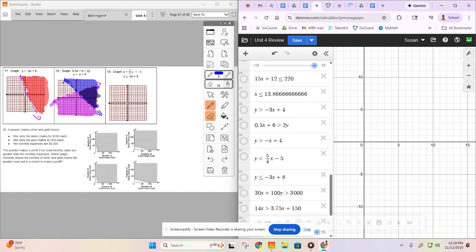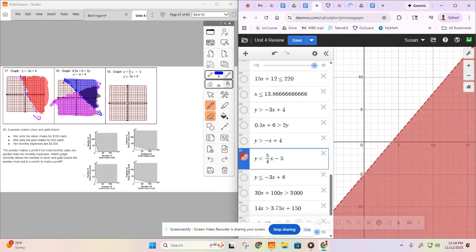The next one, y is less than 5/4 x minus 5. It goes through the -5 and the +4. So my y-intercept is -5. X-intercept is at +4. And I see that it is a dashed line. It is shaded down to the right.